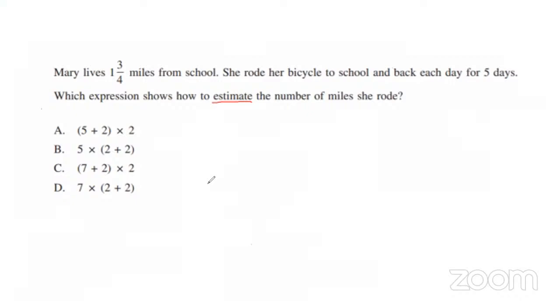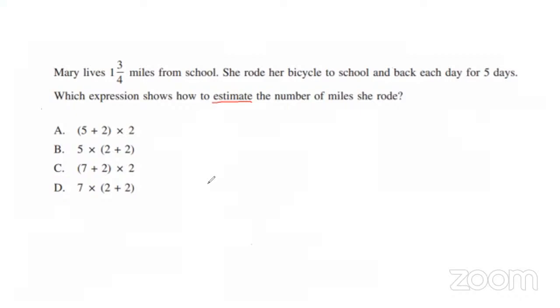What is our answer? All right, so I see Michaela says C because 1.75 is equal to 7 plus 2. Is it? Remember that we're not changing the mixed number to anything. We're just basically rounding that so that we are able to say, okay, we're estimating how many miles she should ride in one trip or in one journey.